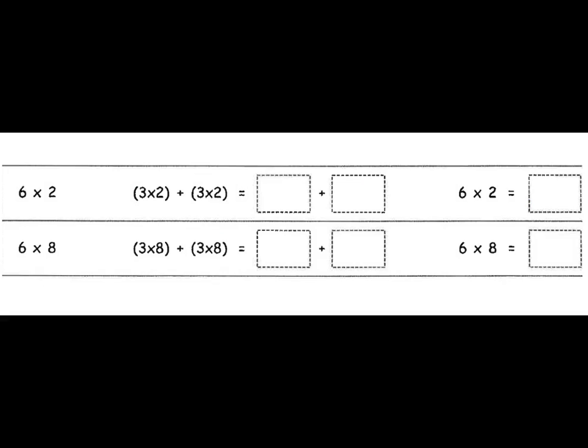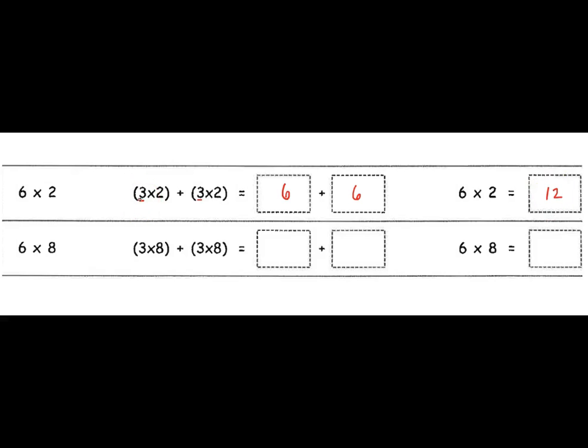And here's another format that shows that strategy. To find 6 times 2, I'm going to take 3 times 2 plus 3 times 2. 3 times 2 is 6, plus another group of 6. 6 plus 6 is 12, so 6 times 2 is 12.